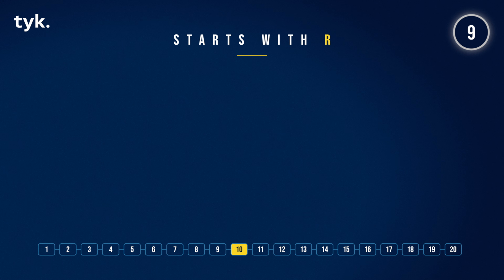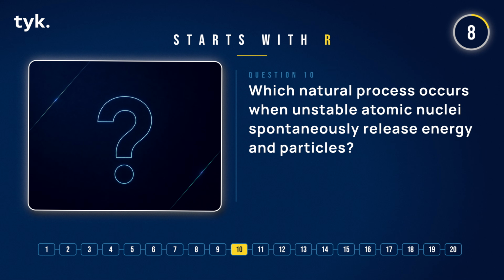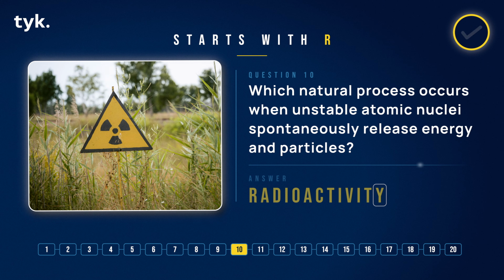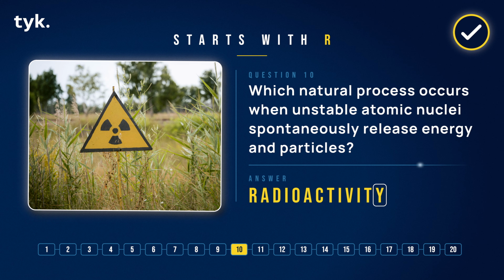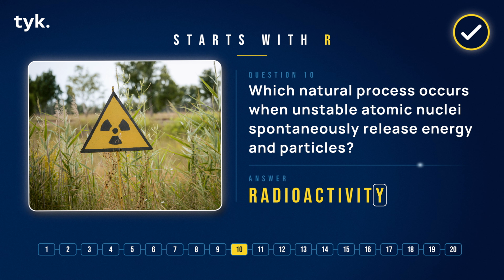Question 10. Which natural process occurs when unstable atomic nuclei spontaneously release energy and particles? It's radioactivity. The heat deep inside Earth is produced in part by the natural radioactive decay of elements within the planet.